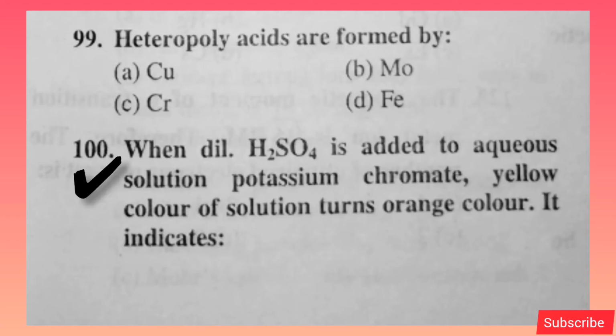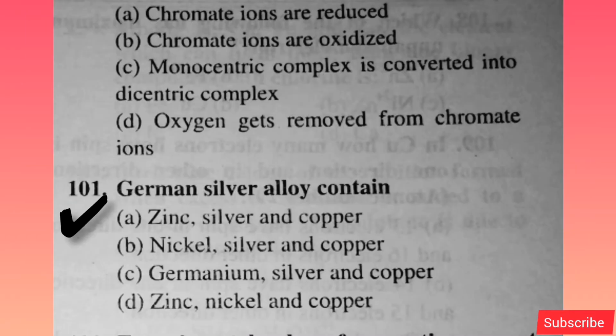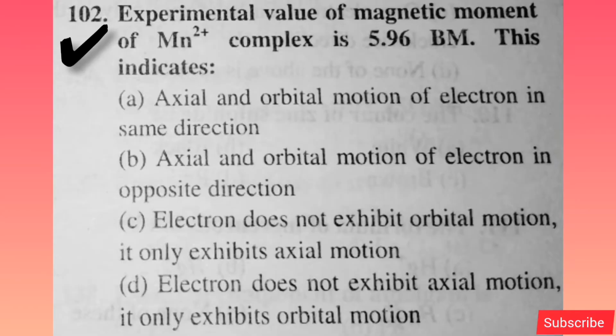Option B is correct. When dilute H2SO4 is added to aqueous solution of potassium dichromate, yellow color of solution turns orange color. It indicates. Option C is correct. German silver alloy contains. Option D is correct. Experimental value of magnetic moment of Mn2+ complex is 5.96 BM. This indicates. Option A is correct.